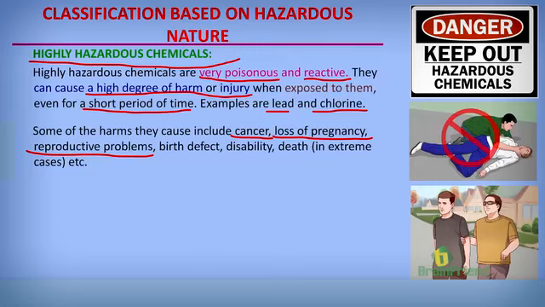People that work with these chemicals should be careful if they want to give birth to children. They should be careful how they come in contact with them. Highly hazardous chemicals can also cause birth defects. The unborn children of pregnant women could also have some form of defect when the pregnant women come in contact with some of these chemicals. We have disabilities. They can cause disabilities such as blindness and so on. In extreme cases, highly hazardous chemicals could lead to death. That's why we need to be careful with such chemicals.